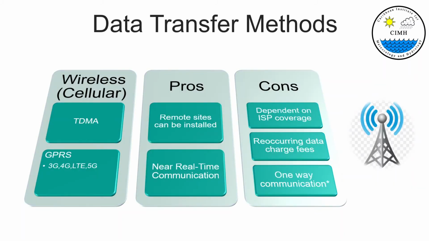Wireless cellular. Manufacturers have incorporated cellular data modems in their data collection platforms. For example, TDMA, which stands for Time Division Multiple Access, was the standard used a long time ago. That has now been replaced by GPRS, or General Packet Radio Service, which brings us 3G, 4G, LTE, and 5G. This allows for a remote site to be installed and near real-time communication. However, once again, you're dependent upon ISP coverage. You have recurring data charges and communication is one way.